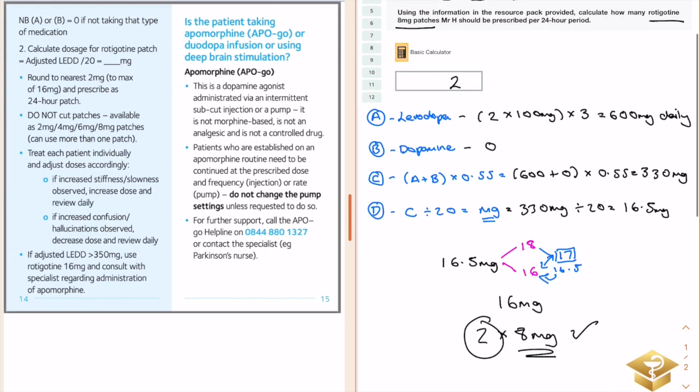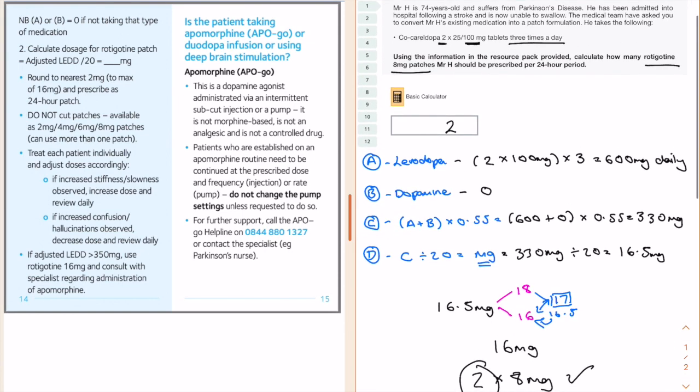So your key learning point here, hopefully, is that you can obviously just use the resource pack to do the calculation, but the whole point of this video is for me to show you the method which I tend to use and I teach students to use, which is the 4-stage ABCD method.